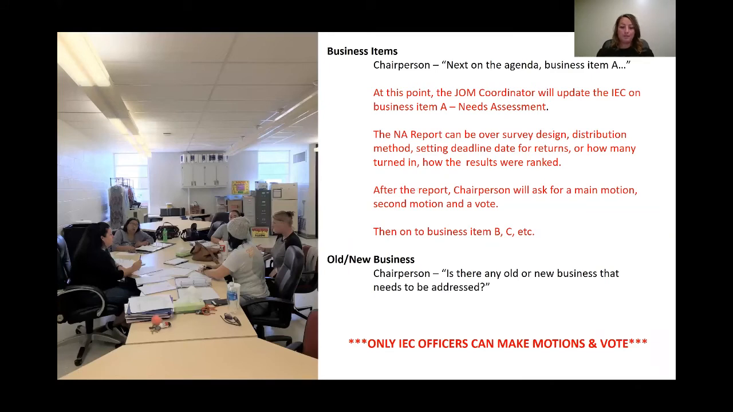This goes on to the business items. When the secretary gets the reports of the approval or disapproval of the application, needs assessment, budget revision, or so on, he or she can turn it over to the JOM coordinator or the administrator and then they can briefly go over the report, the application or the budget revision, whatever it may be, so that those who aren't on the committee and in attendance will know what's going on.